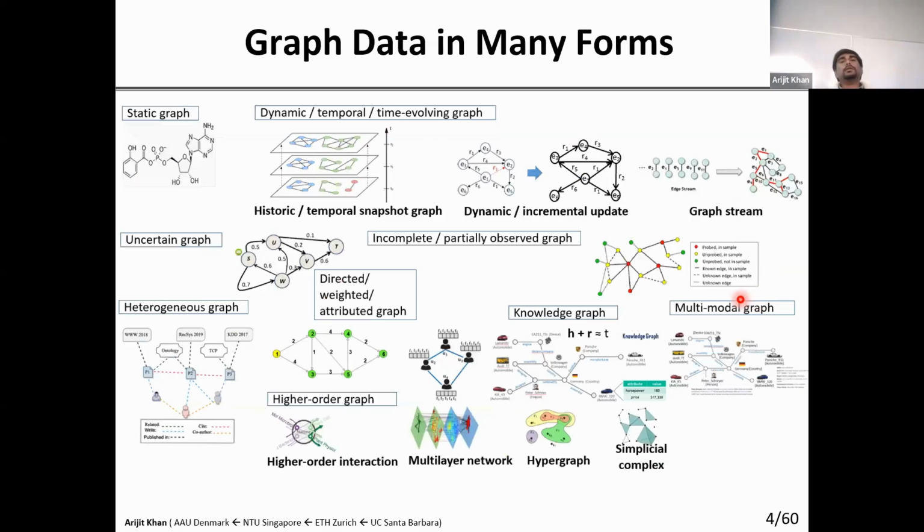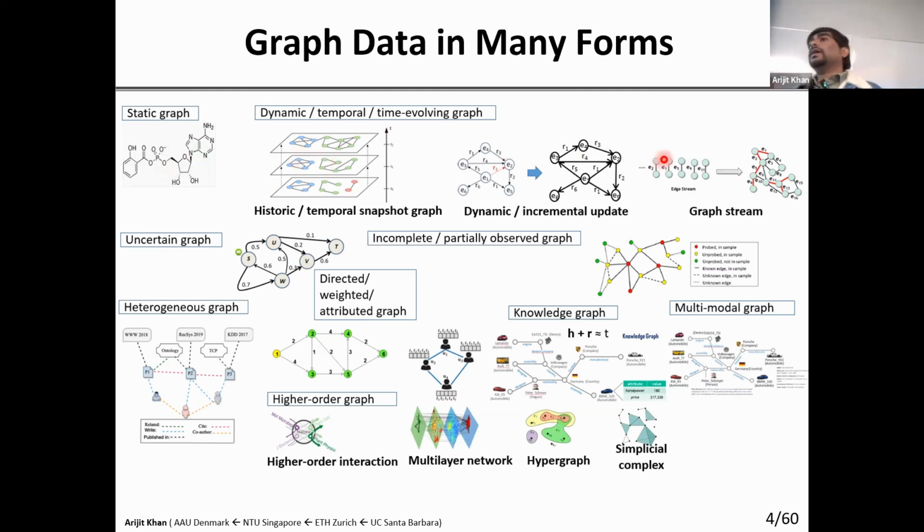And then these graphs also come in many different varieties. So on one hand, we see static graph that doesn't change a lot. For example, chemical compound structure. But then on the other hand, we also see dynamic or time evolving graphs. Think of road networks where the distance can change over time, or the travel time can change due to different traffic conditions. And we can store the historic or the snapshot data over time, and we can get different snapshots of road networks which are different from each other over time.